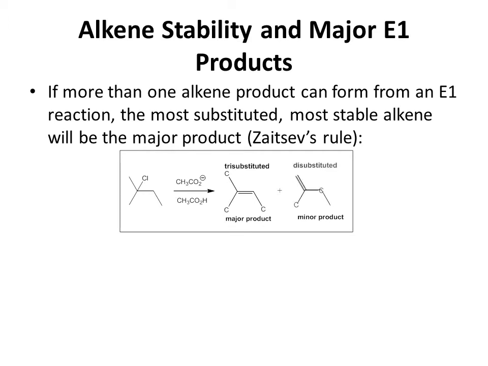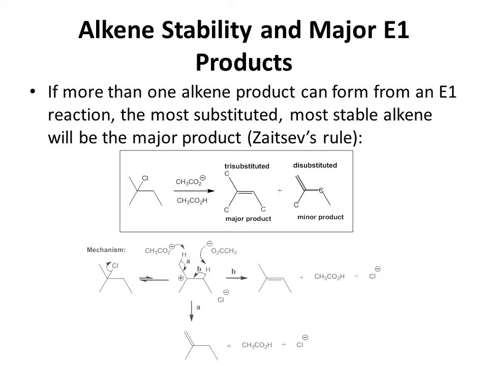In the mechanism of this reaction, the chloride anion is removed by the protic polar solvent, forming our tertiary carbocation. The acetate anion then removes the beta hydrogen from one of two positions. In the A reaction, you form the minor product. In the B reaction, you form the major product.